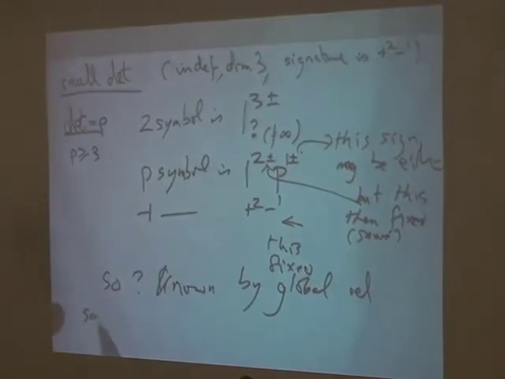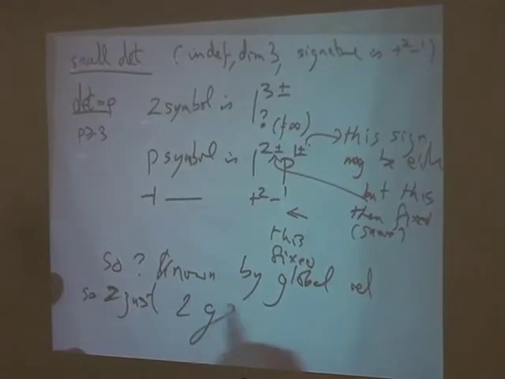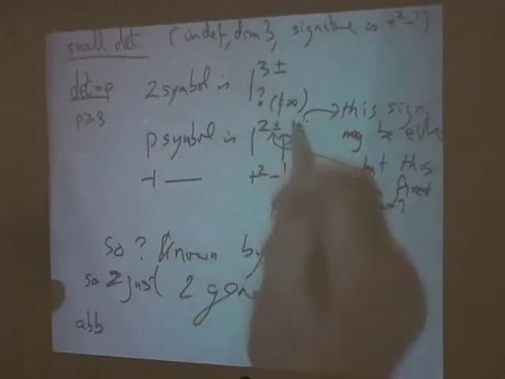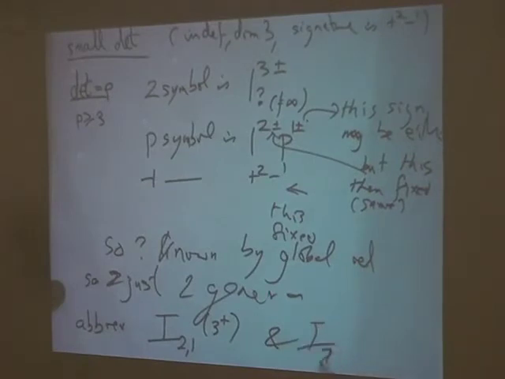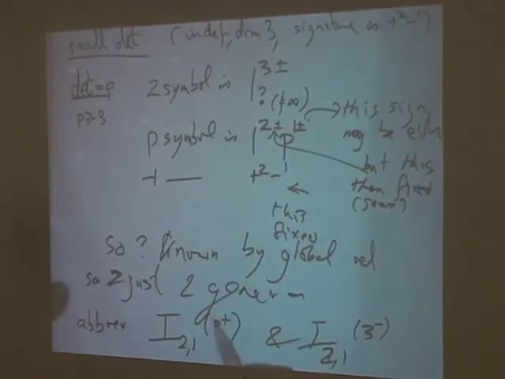So there are just two genera. And we abbreviate them. We don't have to say all this. Abbreviated: 1, 2, 1 of 3 plus, and 1, 2, 1 of 3 minus. In fact, if you know you're in this signature and so on, you can just call them 3 plus, or p plus, sorry, and p minus.